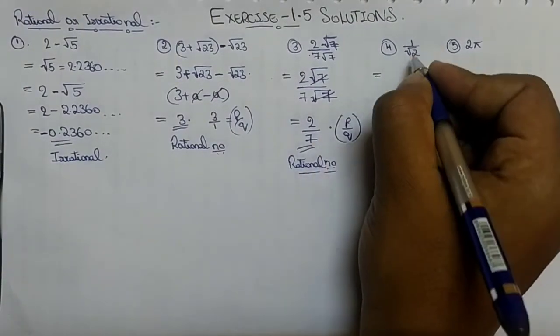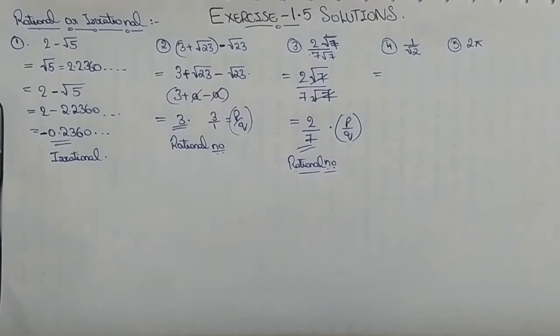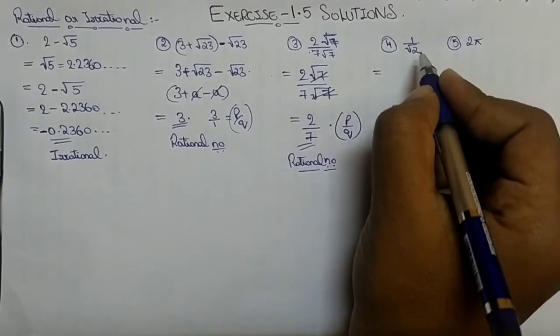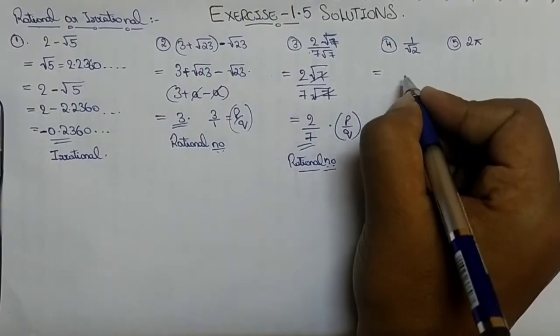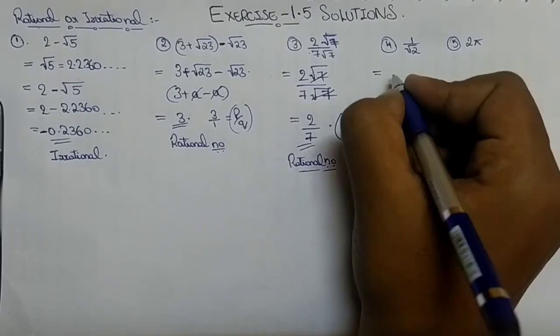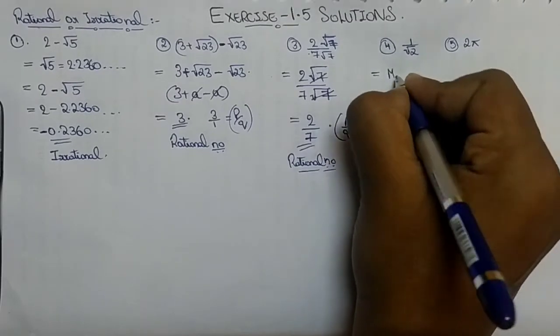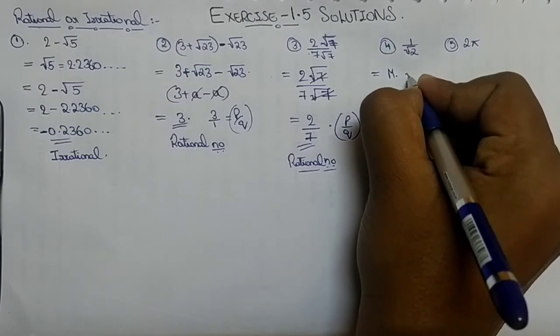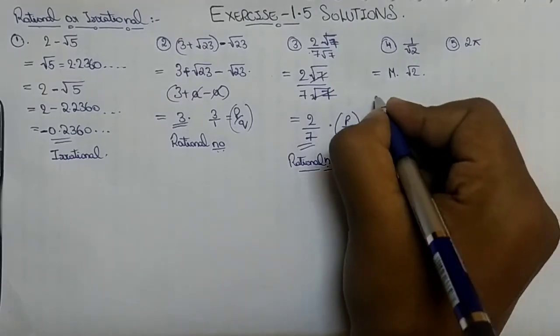Now the fourth question. See, if this is in such a form, we cannot directly say whether it's rational or irrational, so you need to rationalize the given number. We discussed in exercise 1.5 how to rationalize. Even this question was also discussed. Multiply both numerator and denominator by root 2.